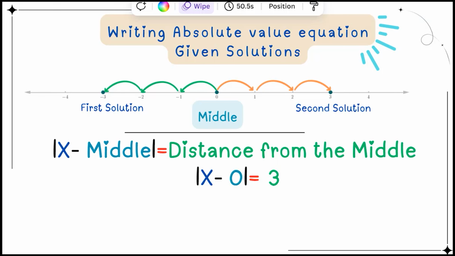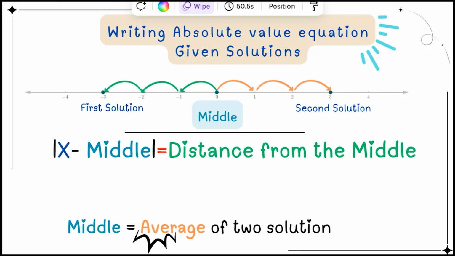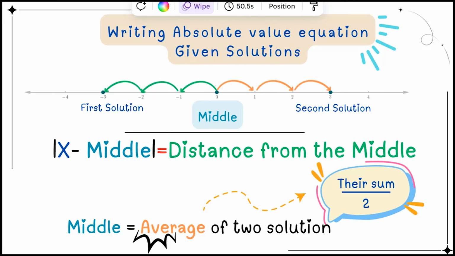Sometimes we have bigger numbers, and we can't easily find the midpoint from the number line. Can we find it another way? Yes, by finding the average. We can set the middle equal to the average of the two solutions. How can we find the average of two solutions? By finding their sum over 2.